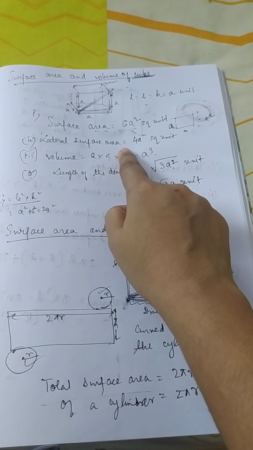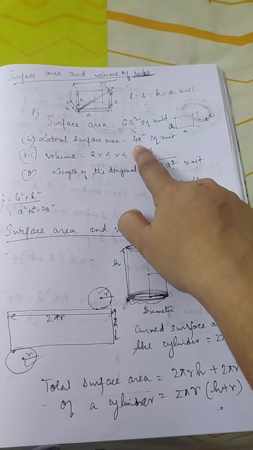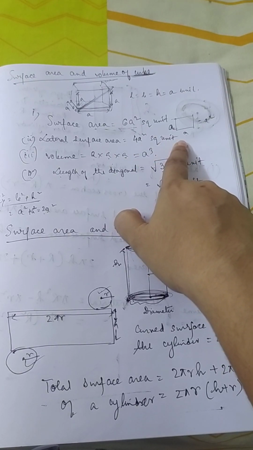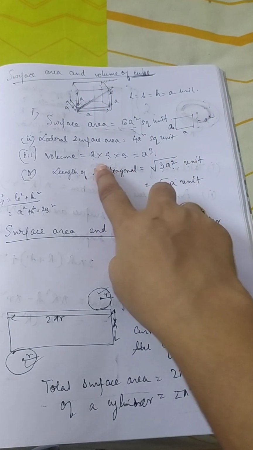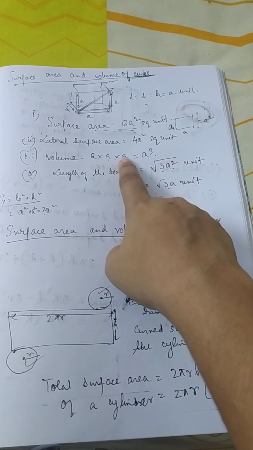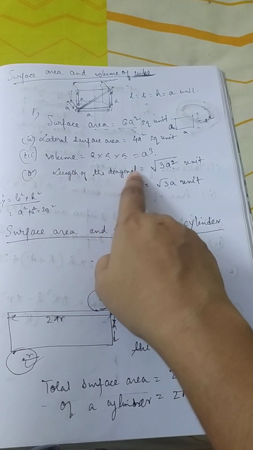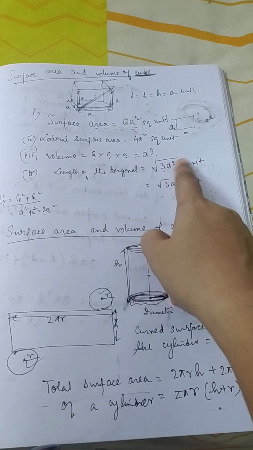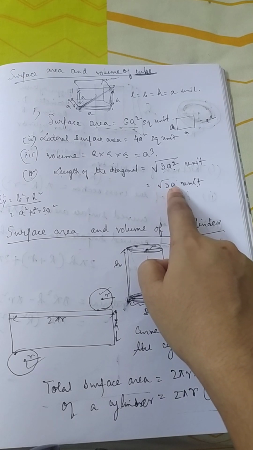Lateral surface area, obviously as I told you, the top and bottom surface area is not there, only the surrounding areas. That's why the lateral surface area is 4a square unit. And volume: as in the case of a square, length, breadth and height are all equal, so obviously it will be a into a into a, that is a cube. Okay, and the length of the diagonal, right? The length of the diagonal will be root 3 a unit.